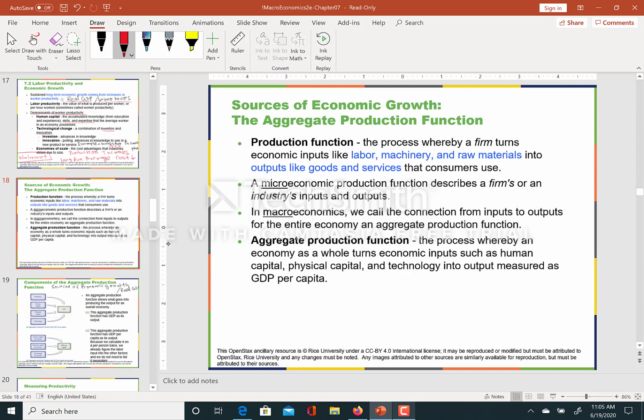Okay. Next, we look at the sources of economic growth. We can look into the production function from a micro perspective, and we can look into the aggregate production function from a macro perspective. So what does the production function do? The production function tells us how we use our inputs to produce output. We are converting all our inputs to output.